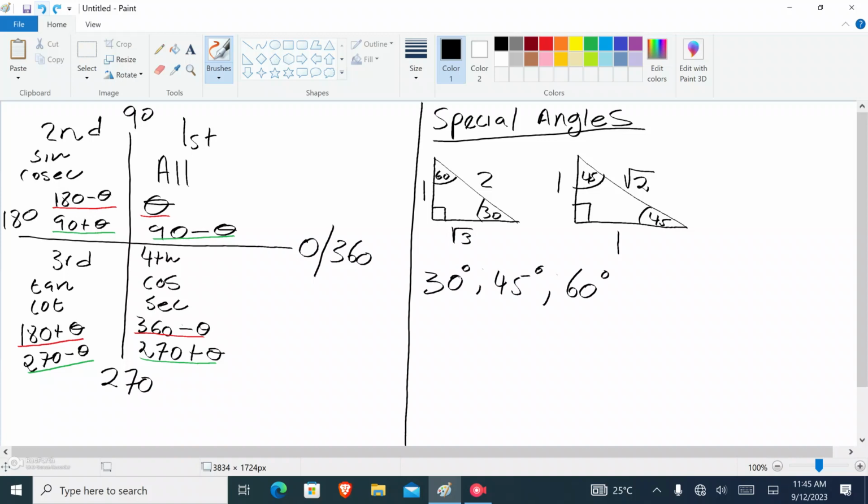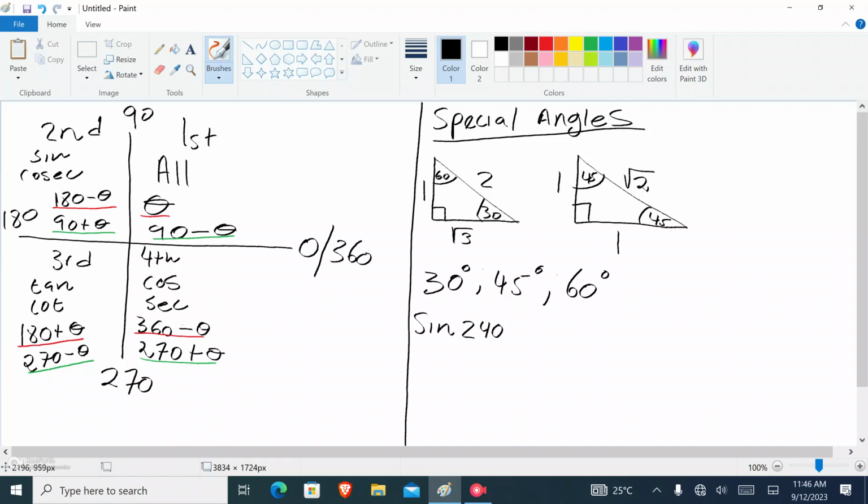Now, how do we use these special angles? Where do we actually use the special angles? In order for us to use the special angles, we have to use almost everything we have done with trigonometry from day 1. Let's look at our problem. Let's say we have sine 240, and they said to solve this without a calculator. How would you solve this problem without a calculator?